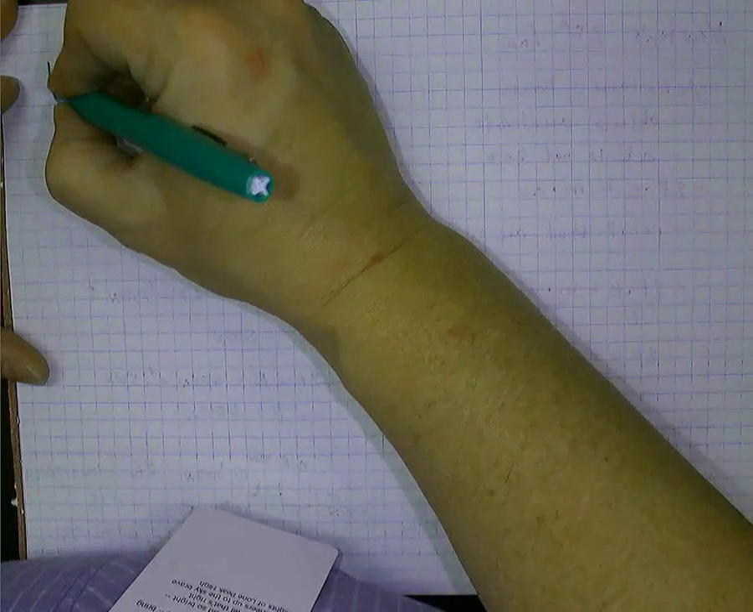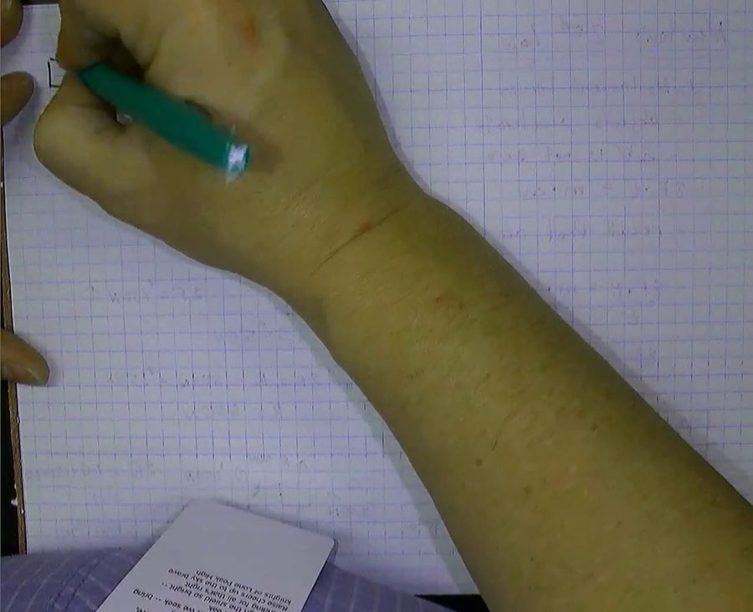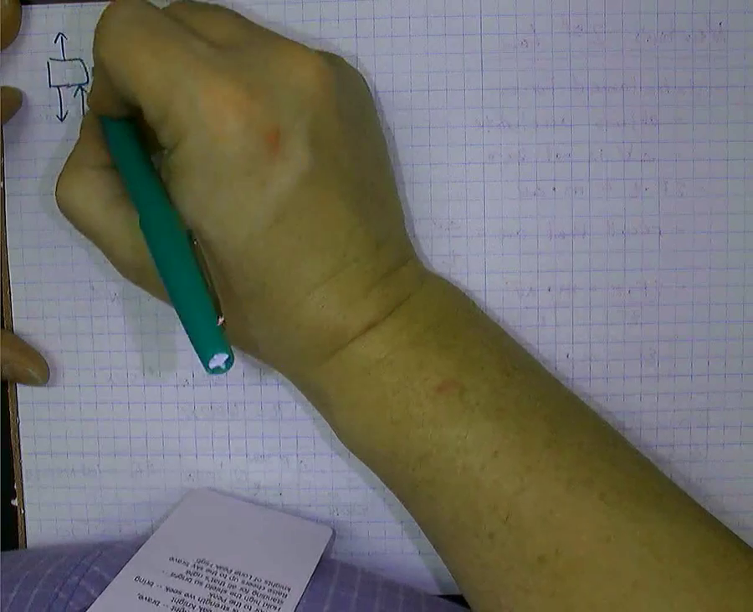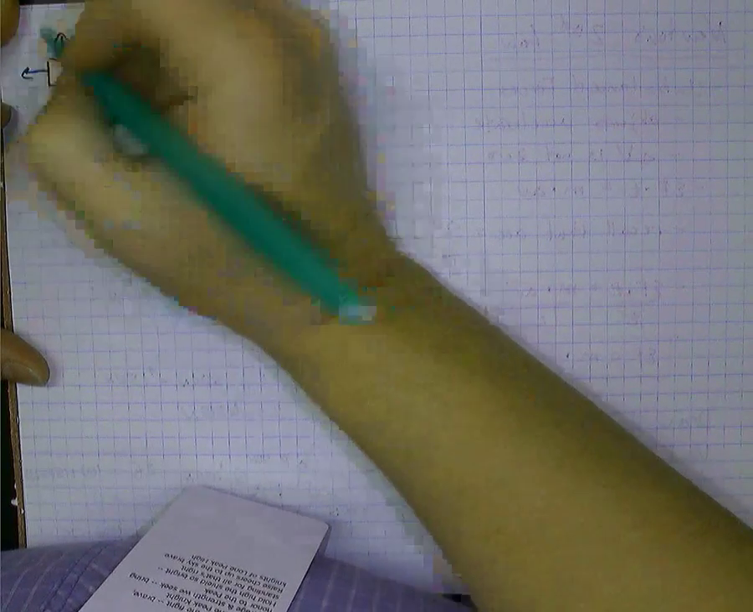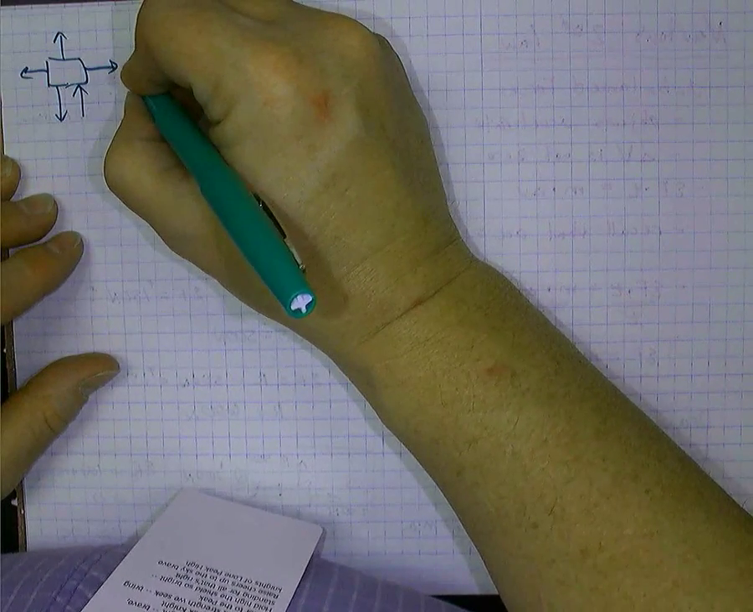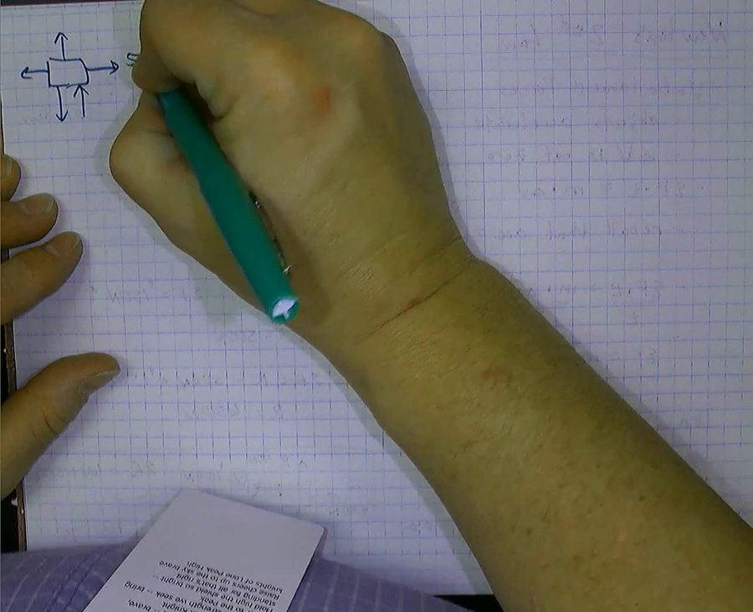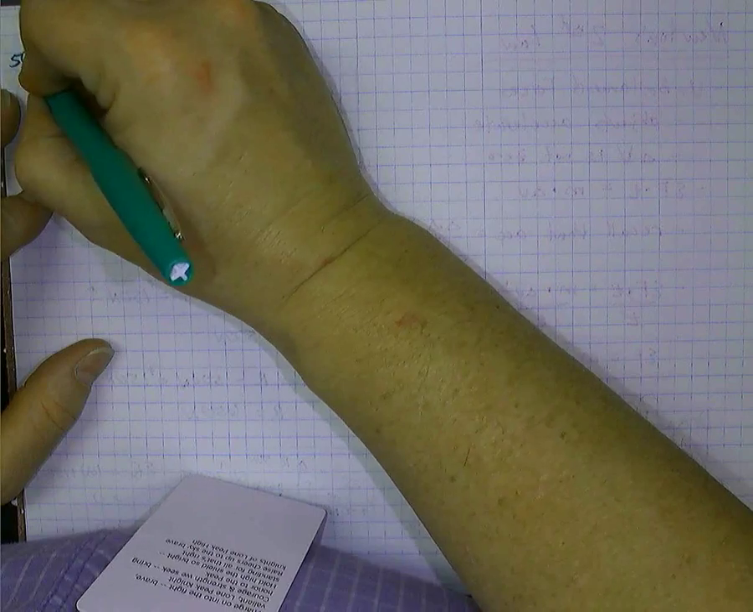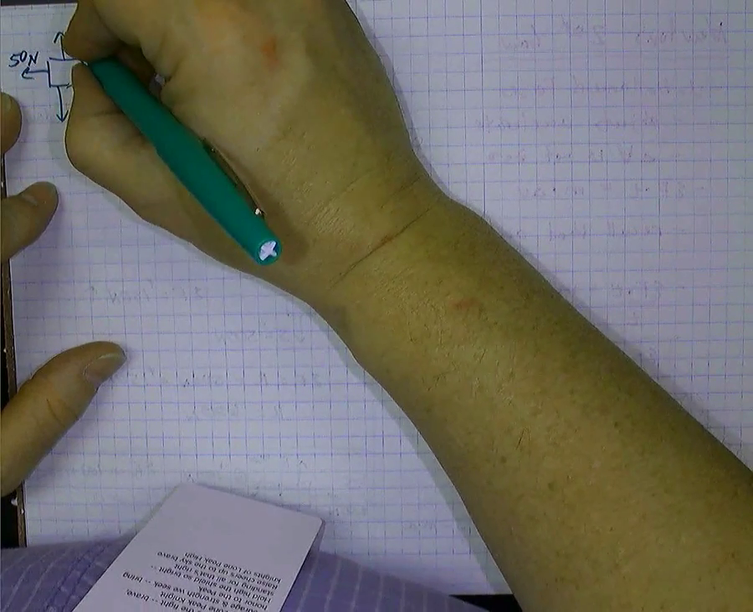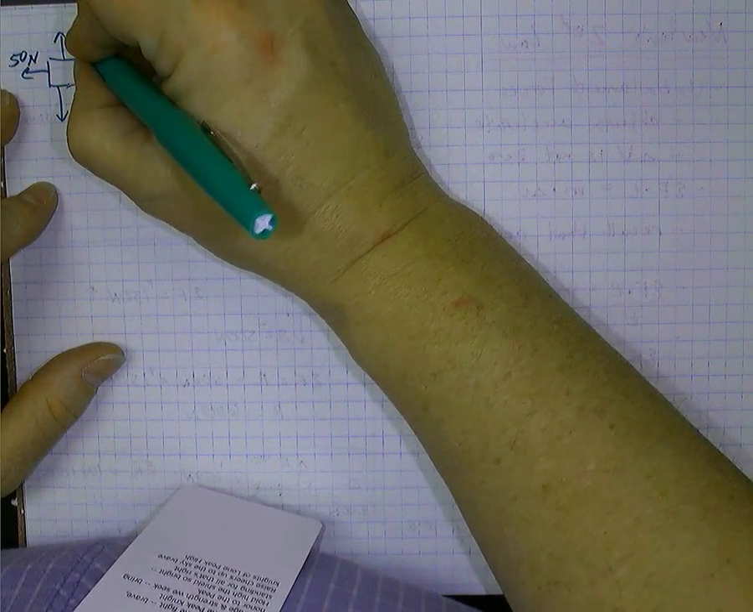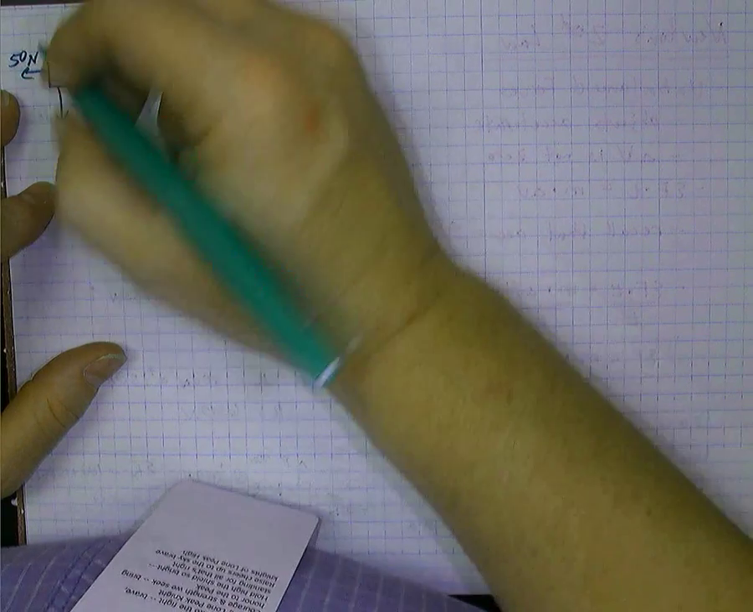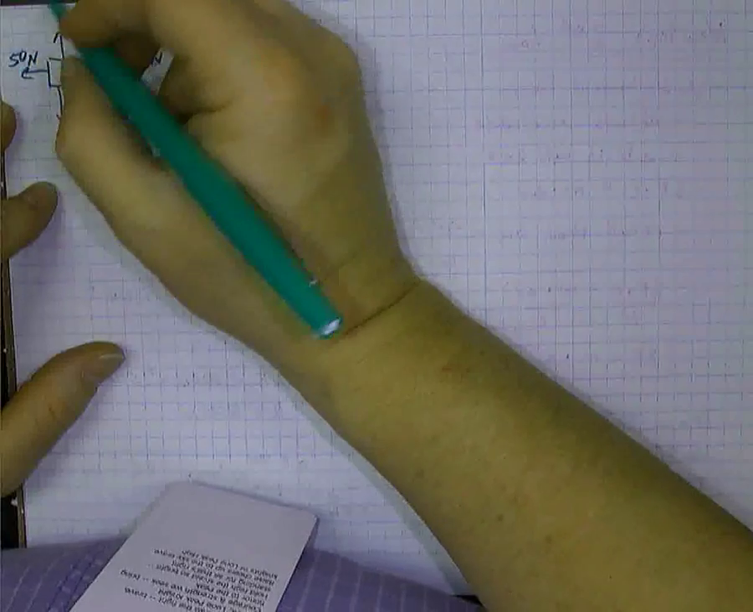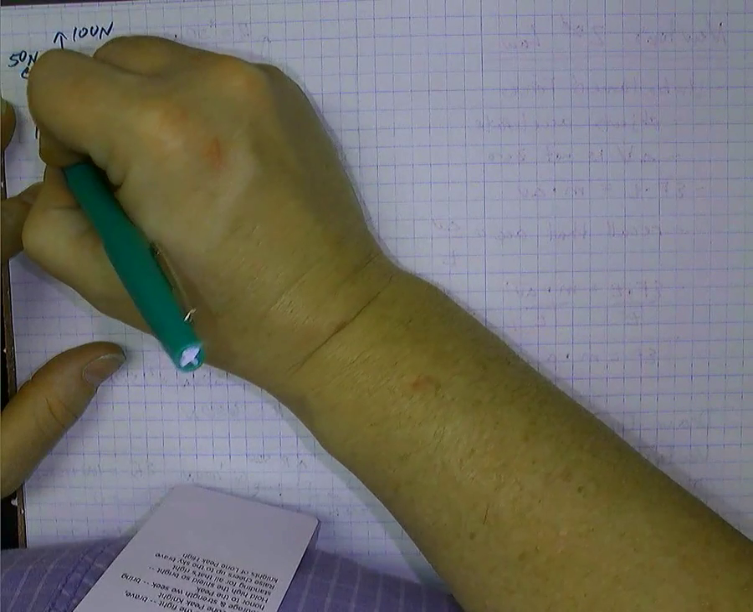Another example. Let's say I have an upward and a downward and an upward and a right and a left, and let's make this one be 50 newtons. Let's make this one here be 50 newtons. Let's make this one here be 100 newtons, and this be 200 newtons, and this be 175 newtons.